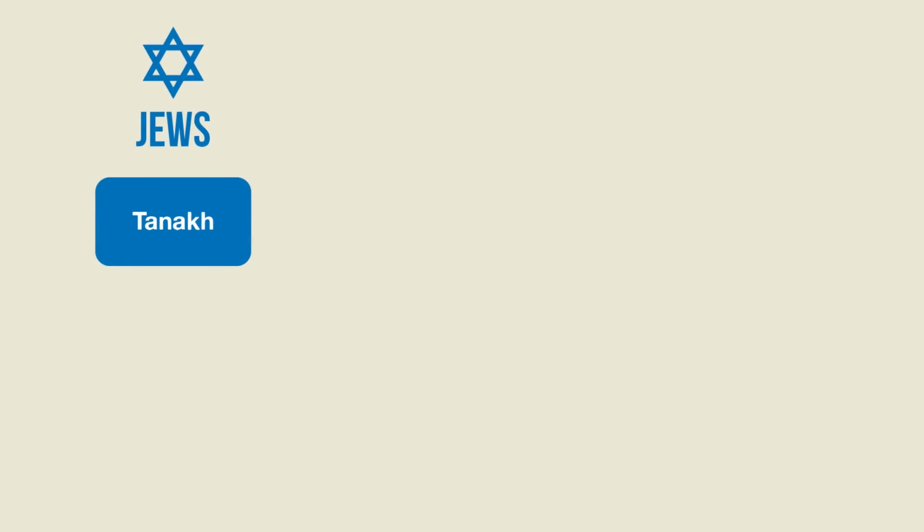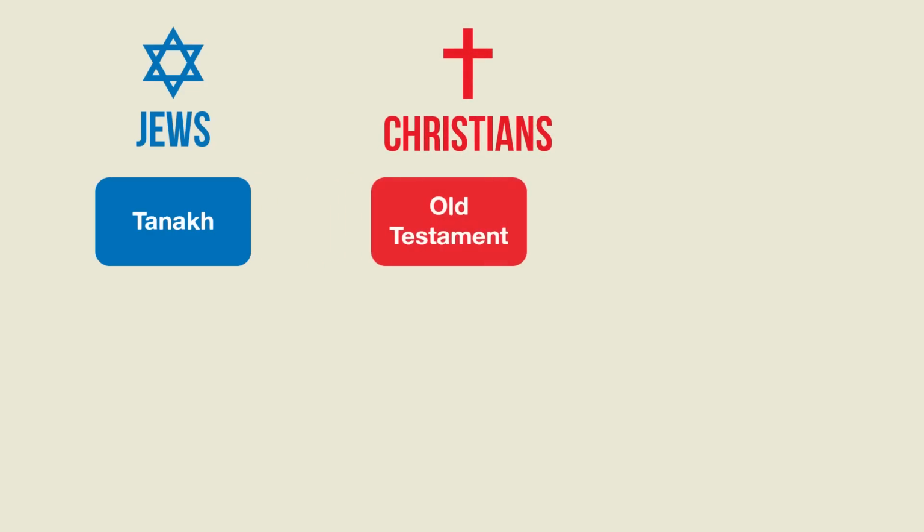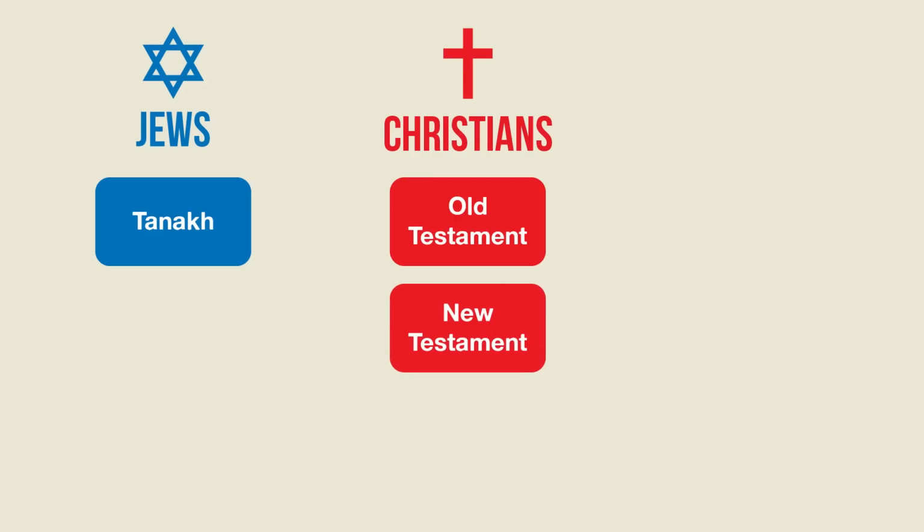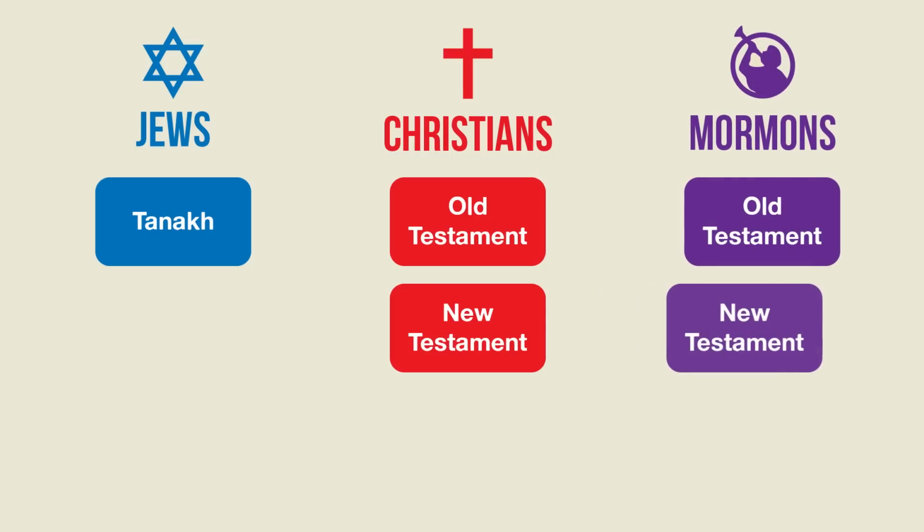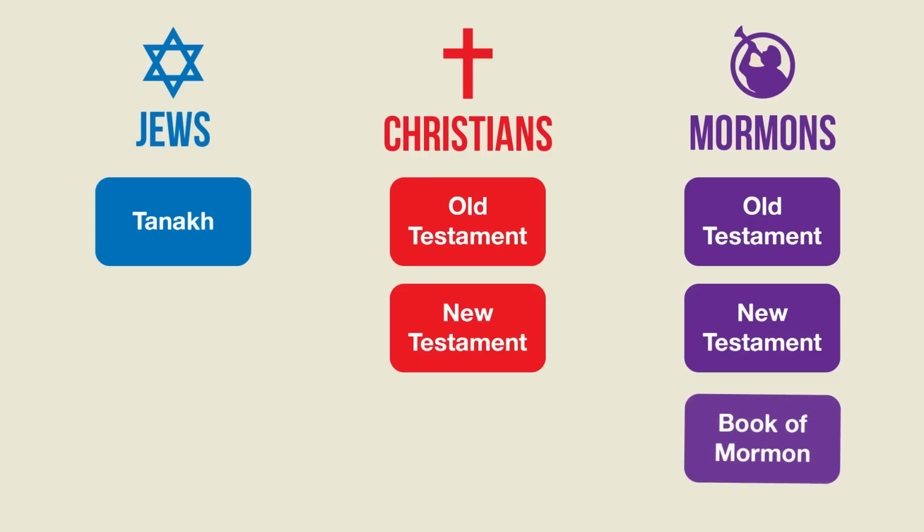When it comes to holy books, Judaism has the Tanakh, which is made up of the Torah, the prophets, and the writings. Christianity also uses the Tanakh, but calls it the Old Testament. This is because Christianity has a second book, which it calls the New Testament. However, Mormonism takes things one step further. It uses both the Old and New Testaments and then adds to them a third book, known as the Book of Mormon, subtitled Another Testament of Jesus Christ.